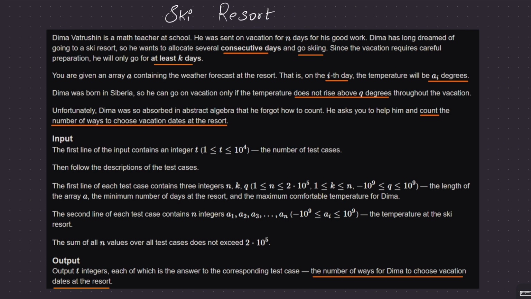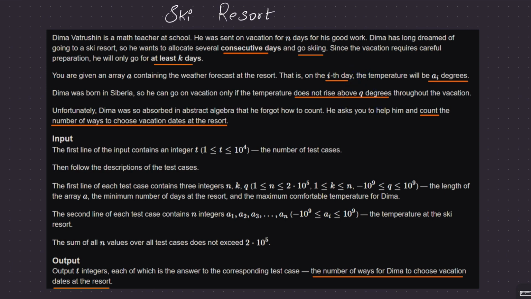So this guy is going for a vacation on N days, and what he wants to do is allocate at least k consecutive days to go for skiing. But he has one constraint, because he is from Siberia: in all those consecutive days which are greater than or equal to k, the temperature should not rise above Q.